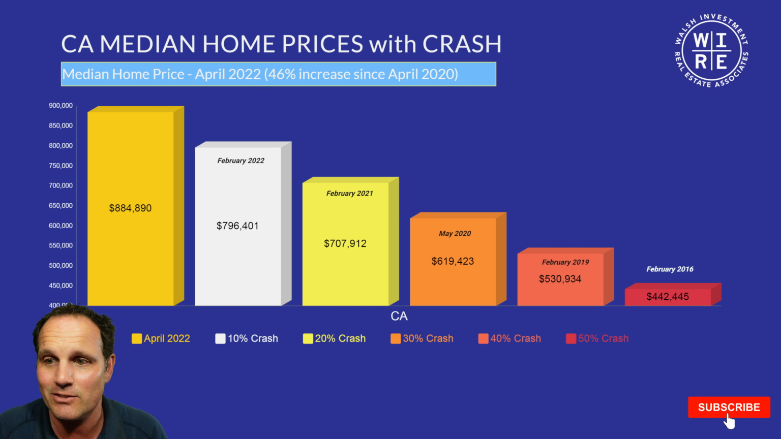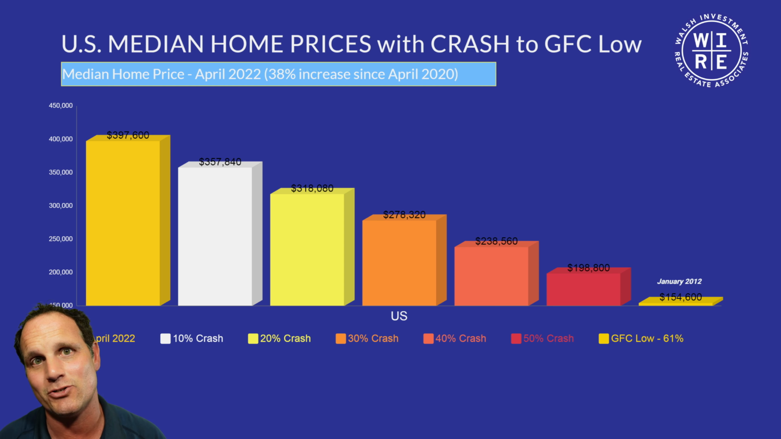We promise to share with you the global financial crisis low and what percentage drop you'd need. So this is at the national level. In order to get back to the global financial crisis low of $154,600 in January of 2012, you need a 61% drop in the median home price right now to get to that number. So that's a very, very big drop, a 61% drop.